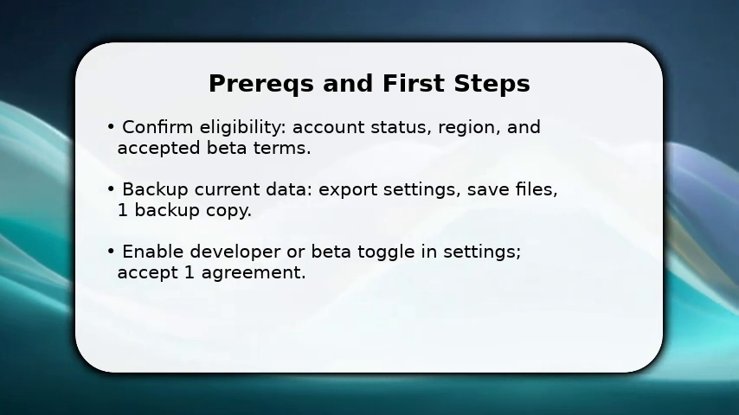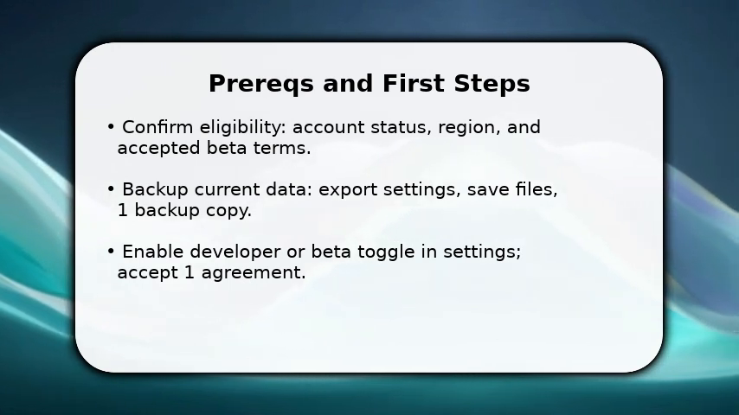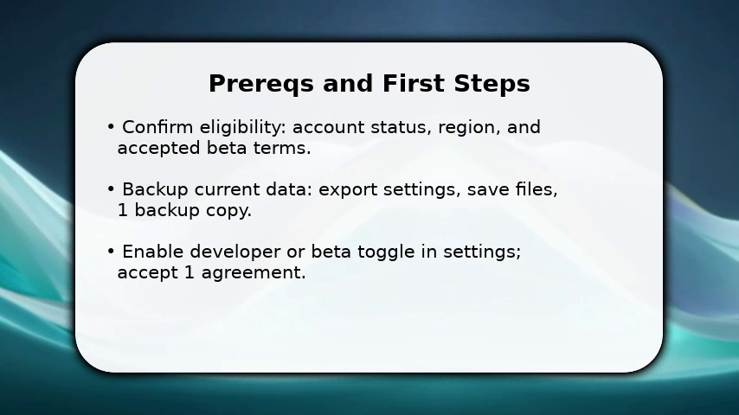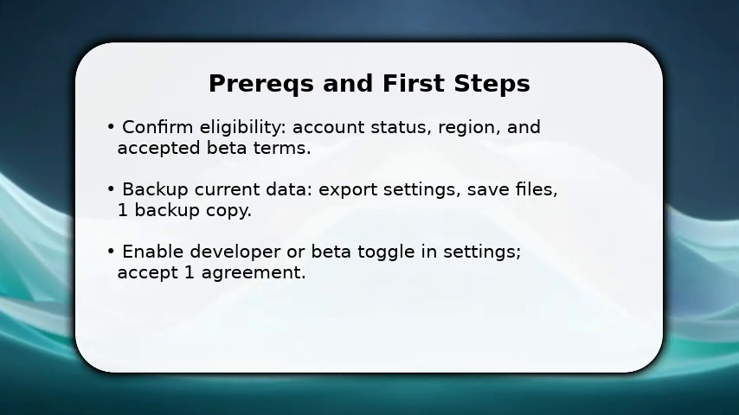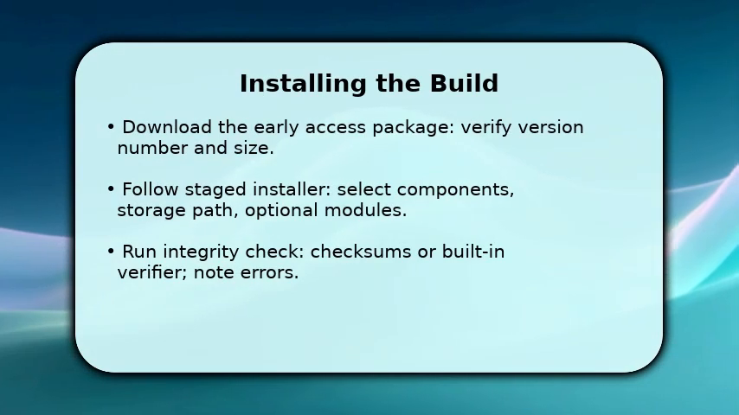You should see an activation notice. If you receive prompts, read them quickly but carefully. Then proceed to the next step, to initialize the early access build. Once enabled, download the early access build and verify the version number and package size before you run anything.